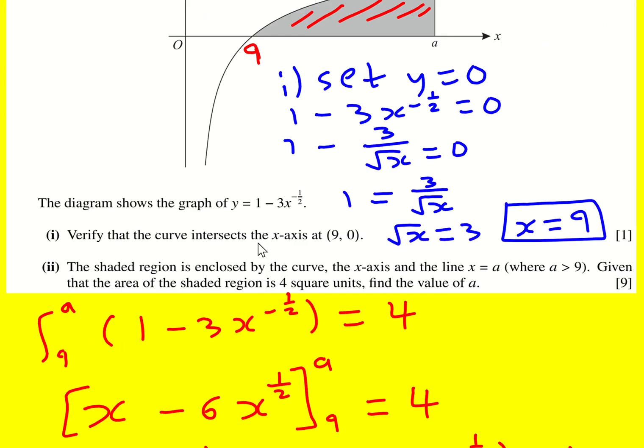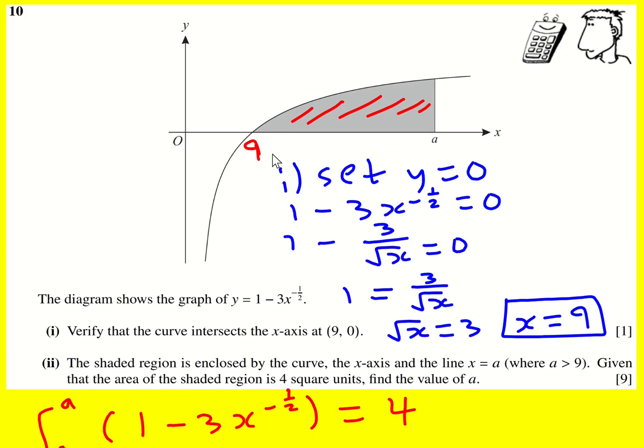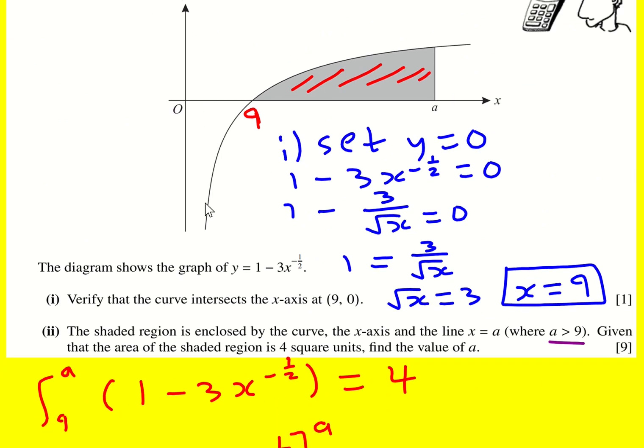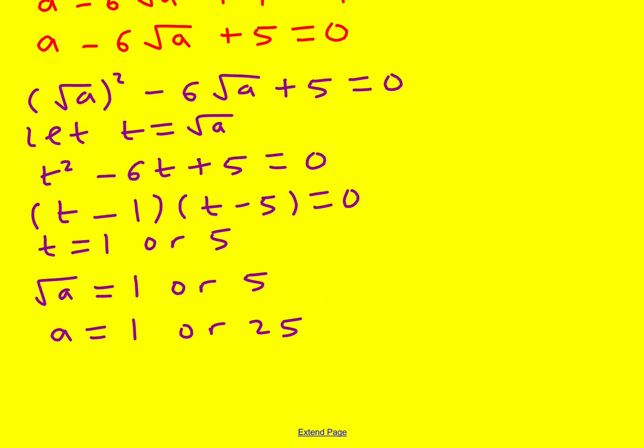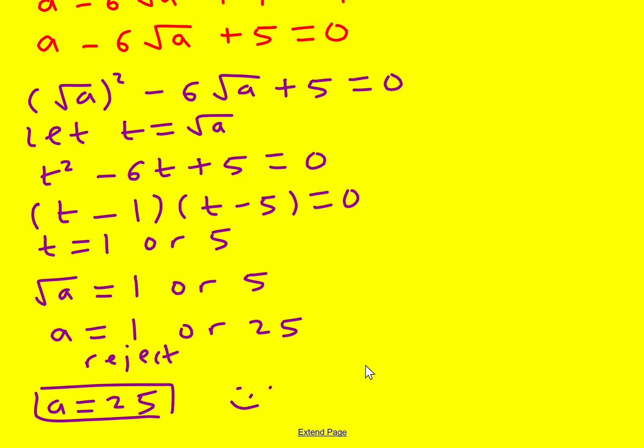And we're nearly there. So we're told, remember, that a is greater than 9. We found a value over here as well, but actually we only care about the one that's greater than 9. So reject this one. a is equal to 25. Good question. Integration, hidden quadratics, the lot. What a question.